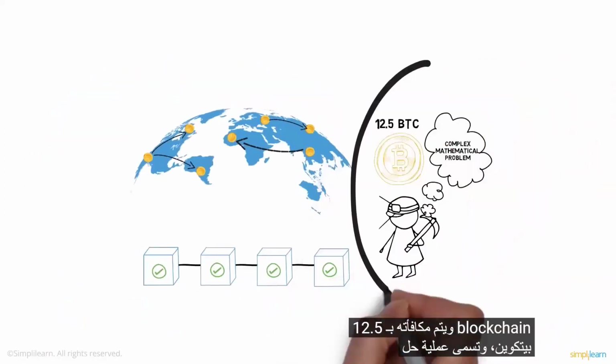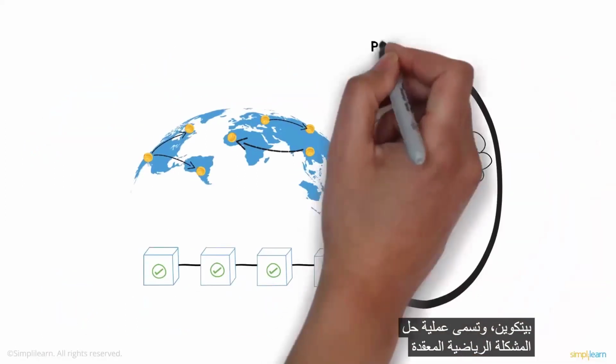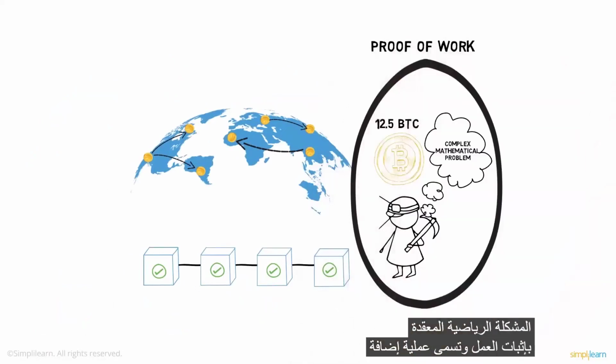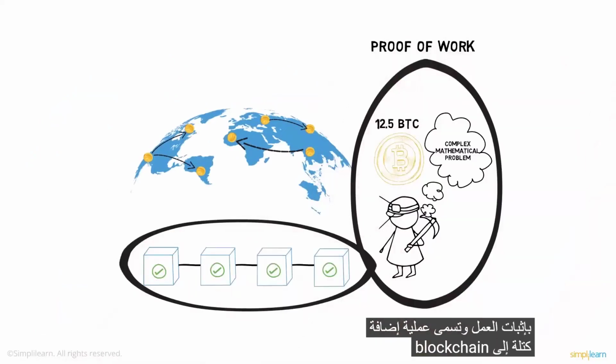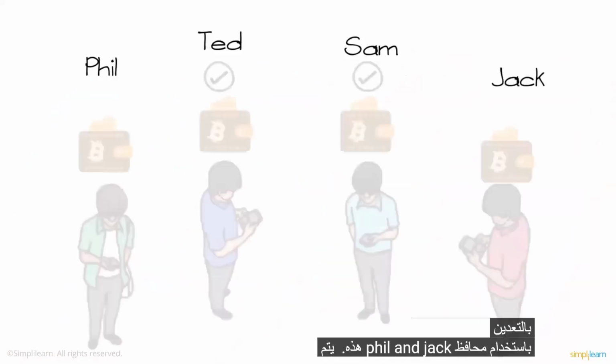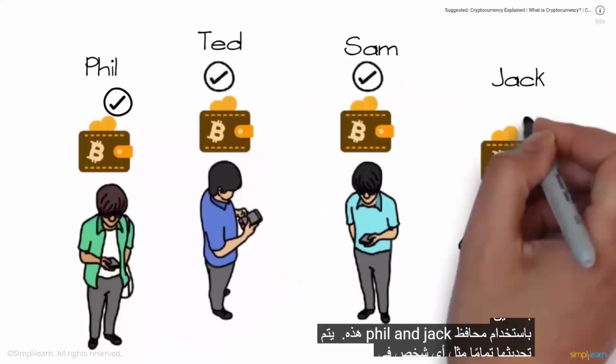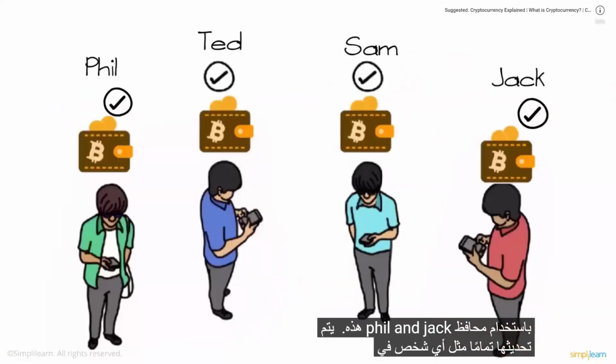The process of solving the complex mathematical problem is called proof of work, and the process of adding a block to the blockchain is called mining. With this, Phil and Jack's wallets are updated, just like every person in the network who has completed a transaction.